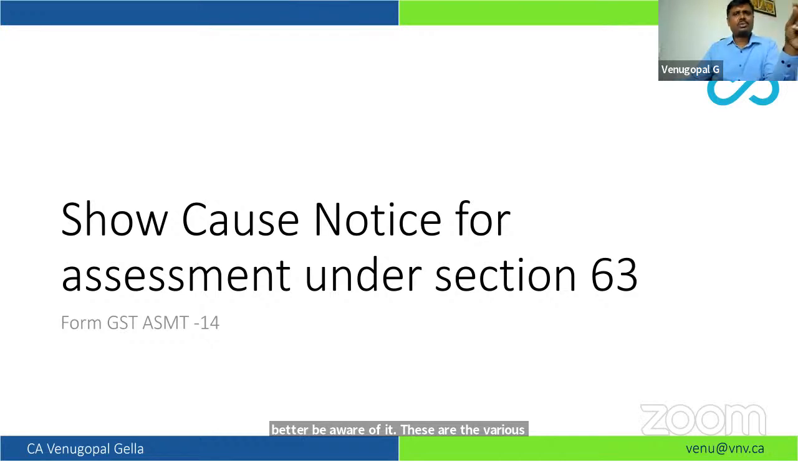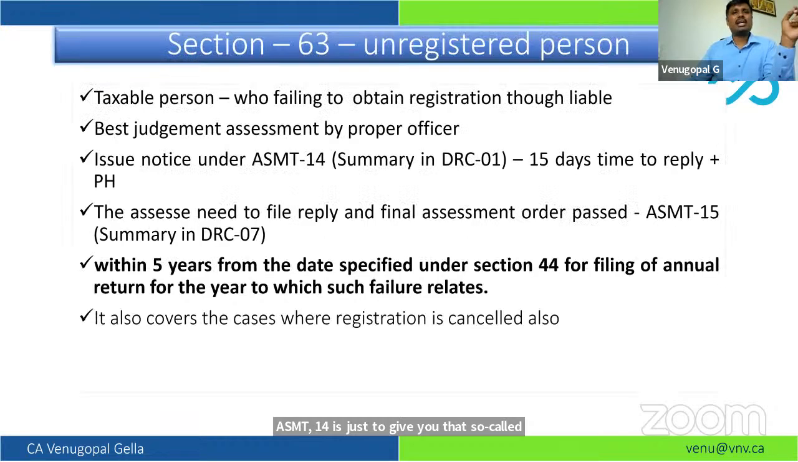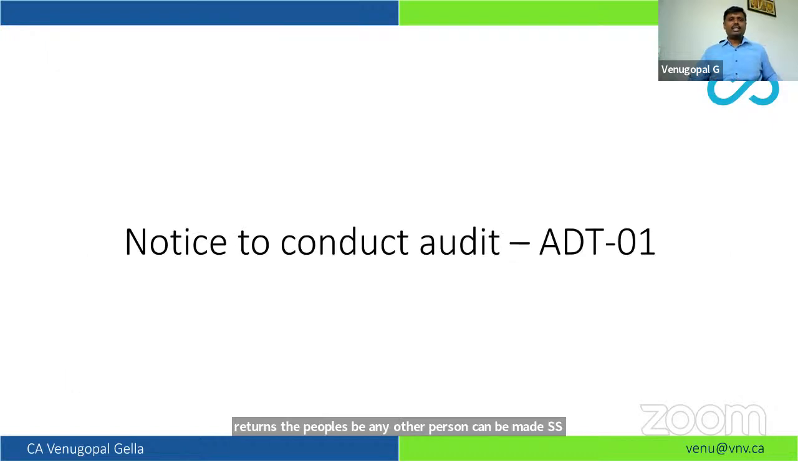ASMT 14 is just to give a show cause notice to someone who has not registered, who failed to obtain the registration. Even for them, if there is an intimation, a temporary registration would be granted by the department. Proceedings would be done under that temporary registration and a login would be given. Even here, for 5 years from the date of the annual returns, any person can be assessed, correct?